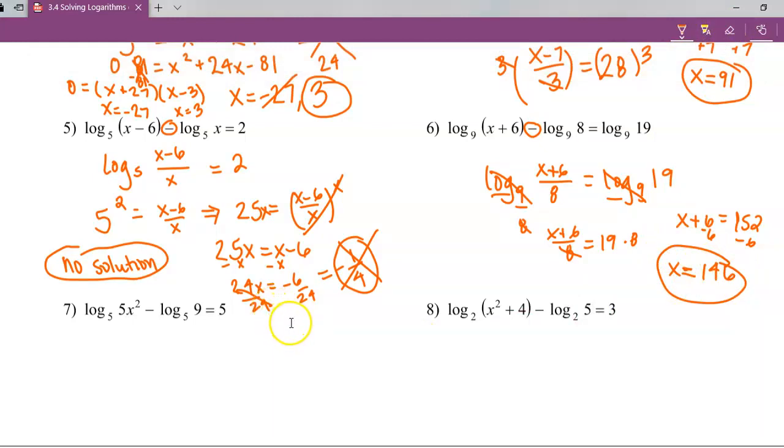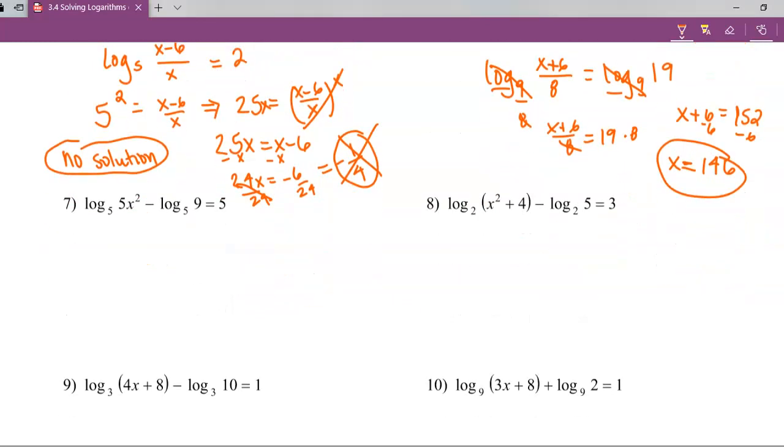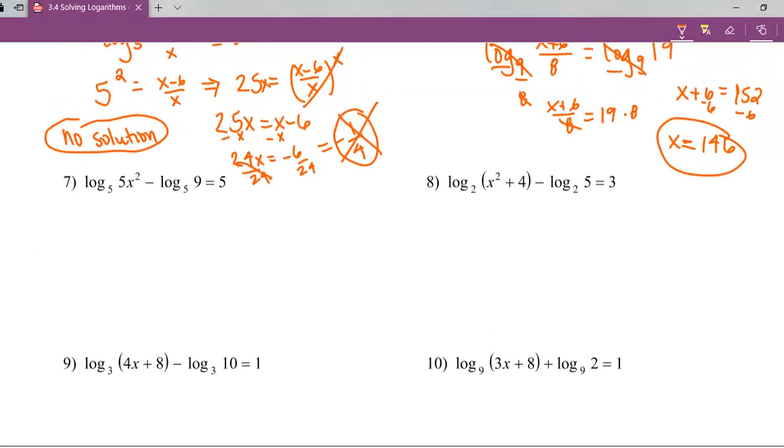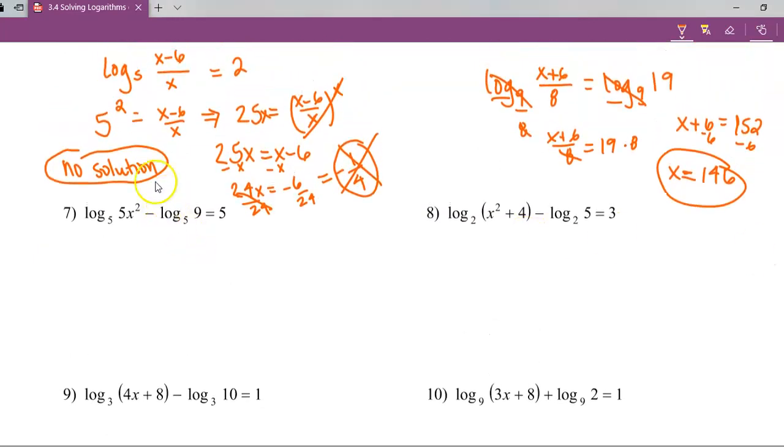All right, let's do 1 or 2 more. Let me just look at what I've got here and see what would be best. Okay, we'll do 2 more. We'll do number 7 and then we'll do number 10. So on number 7, we have 2 log base 5s on the same side. We have no log over here. So we're going to start by condensing these.